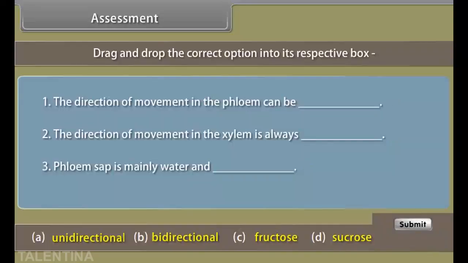Assessment. Let us have some fun. Drag and drop the correct option into its respective box. Summary.